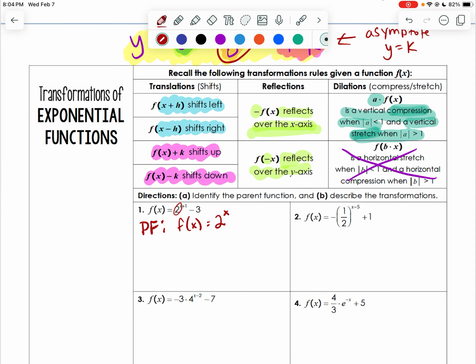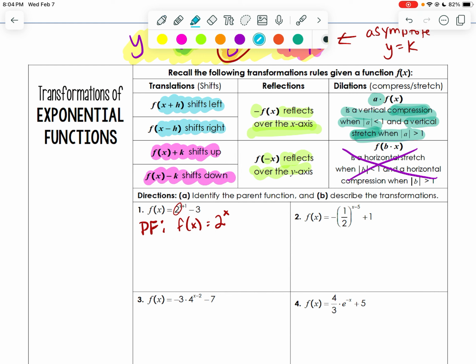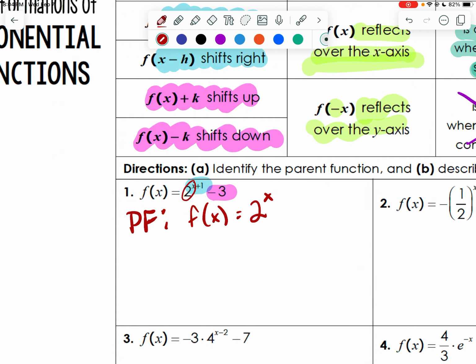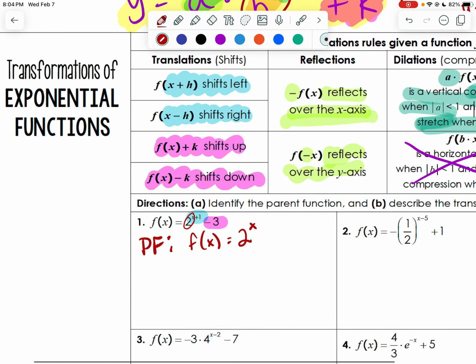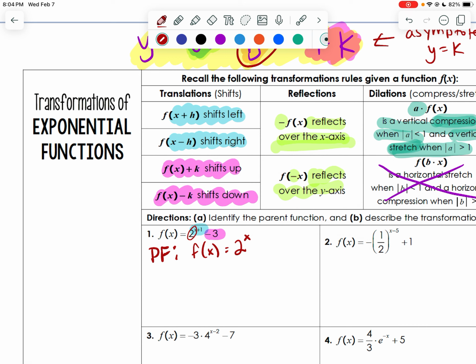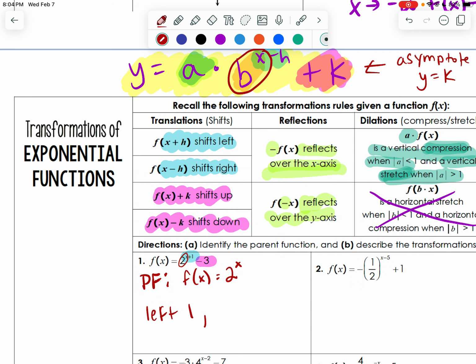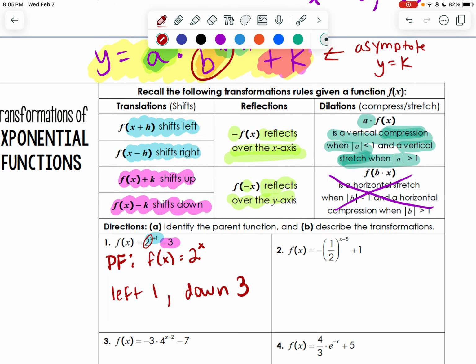And then there are two things that are happening here. There's the x plus 1 up in the exponent, and then there's the minus 3 on the outside. So those are doing two separate things. The plus 1 up in the exponent, that's with the x, right? So that would be the h value. That's always the opposite. So that's going to tell us that we're going to go left 1. And then that minus 3 is on the outside. That's where the k is. So that tells you go up or down. Just do what it says. So that's down 3. Okay, so that one's just left 1, down 3.